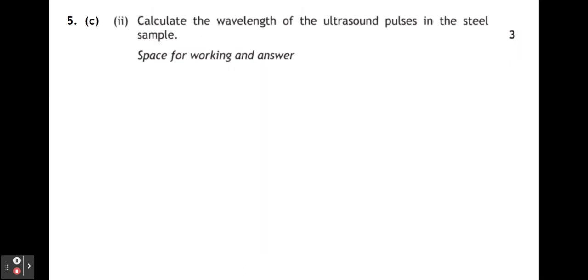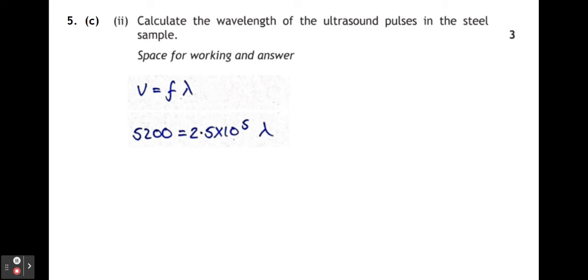Part 2. Calculate the wavelength of the ultrasound pulses in the steel sample. Pause the video again and see if you can work this out. Okay, so we've been told previously in the question that the speed of the ultrasound waves was 5,200 meters per second, and we just showed in the previous part of the question that the frequency was known as well. So we can use our v equals f lambda formula.